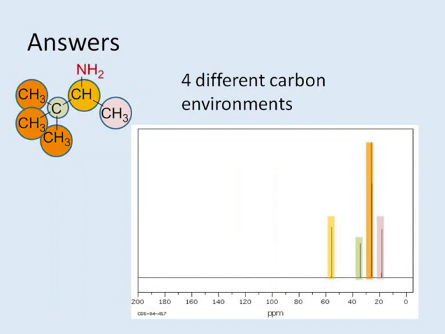In this next example, there are also 4 different carbon environments. The carbon atom adjacent to the substituent, in this case the NH2 group, again corresponds to the peak furthest downfield on the carbon-13 NMR spectrum. And again we see that the carbon atoms of the CH3 groups are furthest upfield, with those of the 3 equivalent CH3 groups slightly downfield of the other CH3 group.